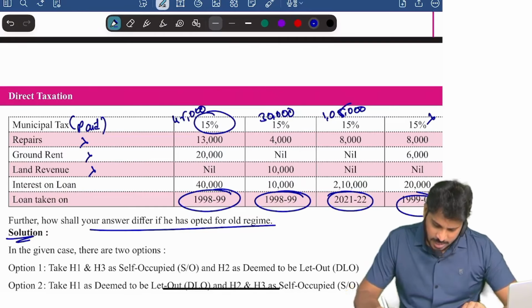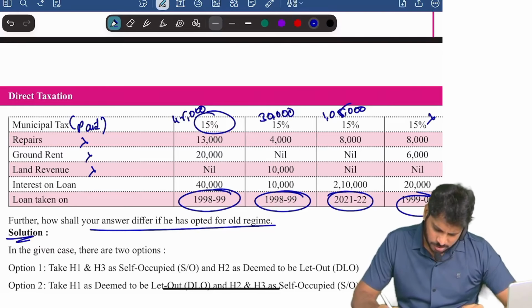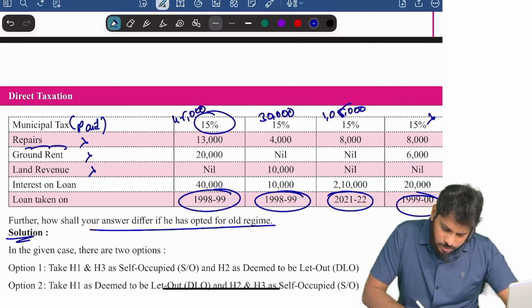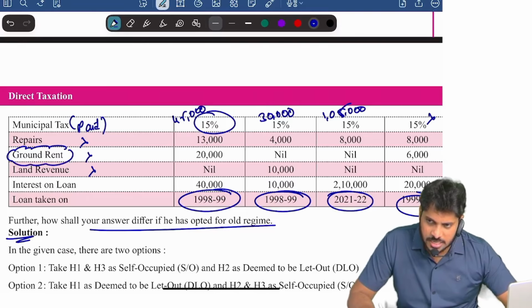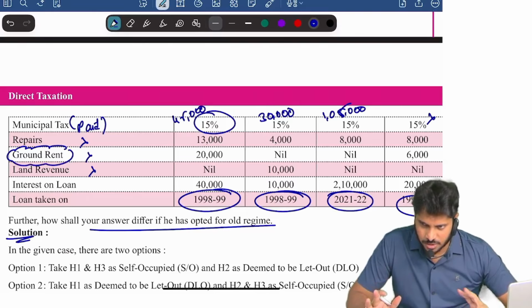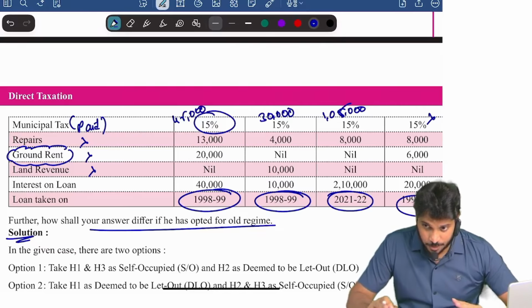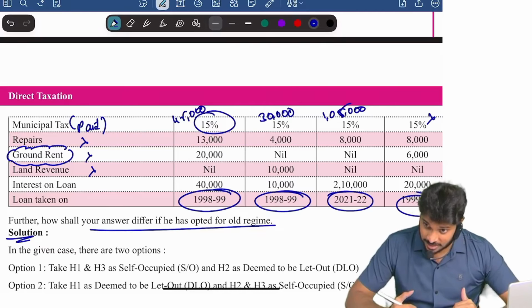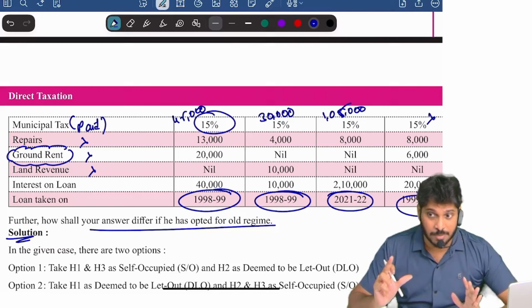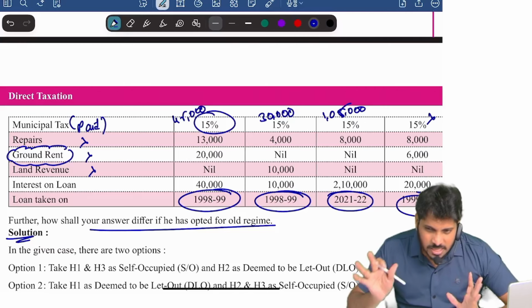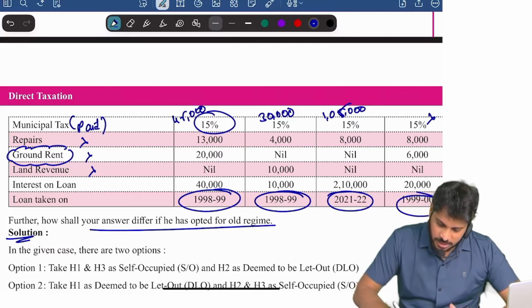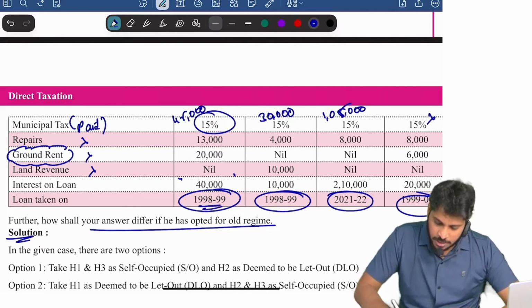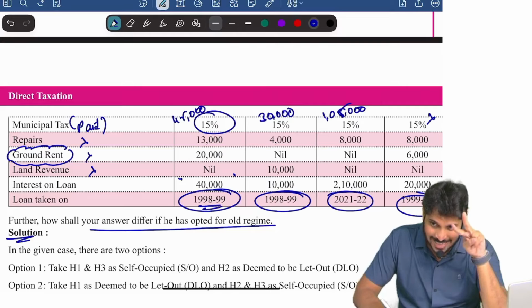Actually, what does ground rent mean? Ground rent means probably rental income related to some land. That is one option. Or ground rent means probably she's the owner only for the house, but for the ground on which the house is standing, rent is paid. Even then it is irrelevant, correct? Next, interest on loan, how much? 40. But remember, the loan is borrowed before 1/4/1999. Maximum interest will be 30,000. Wrong. That logic will apply when NAV is equal to 0.